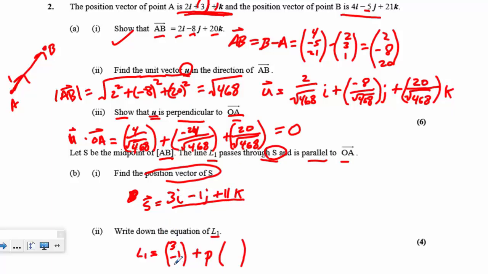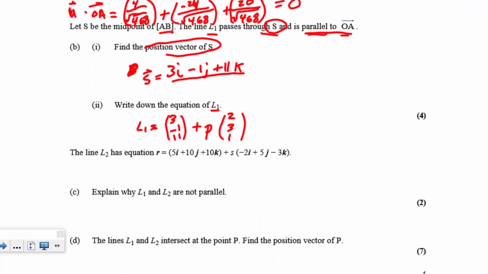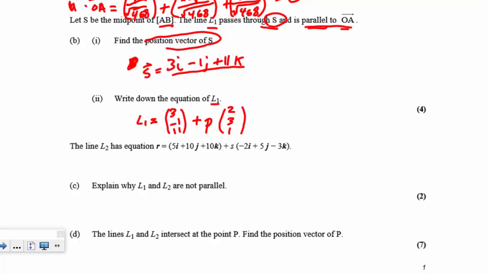3, negative 1, 11. Okay, the directional vector, since it's parallel to OA, has the same direction as OA. OA is parallel to itself in terms of vectors, so OA is actually the same thing as the vector point A by itself anyway, so it's going to be 2, 3, and 1 right here. There's a lot going on here, so let's just keep moving. So that's the answer for that one.